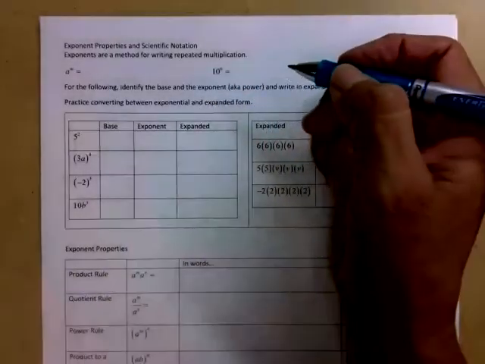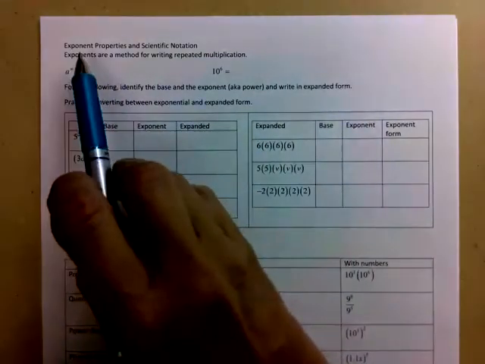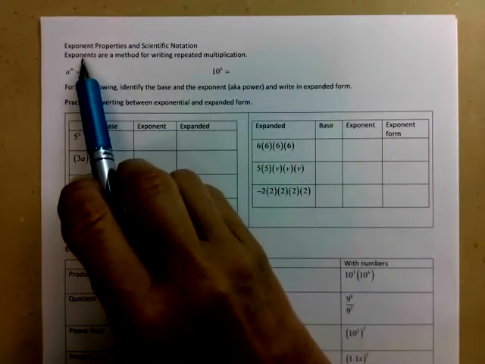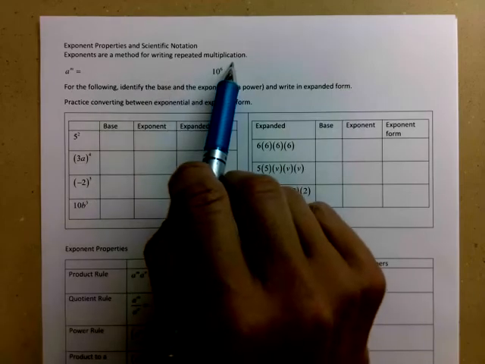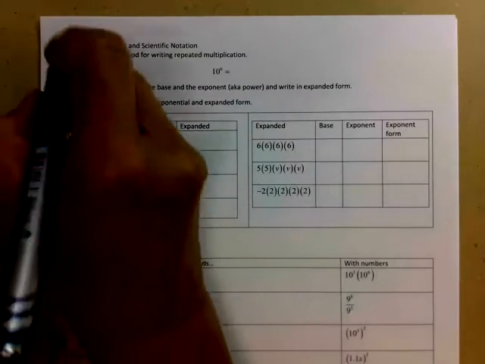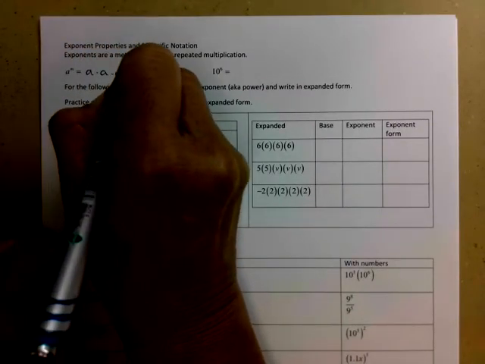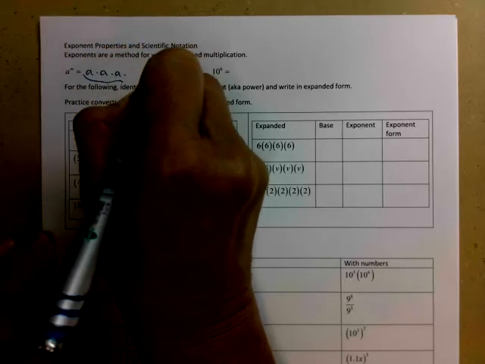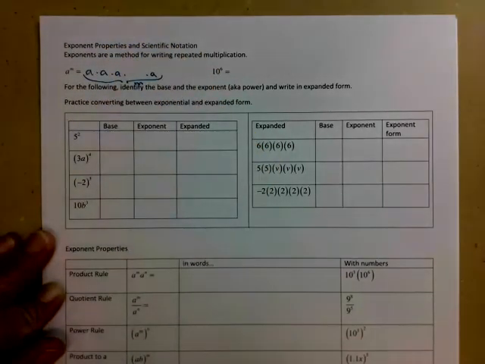So I want to talk about exponent properties and scientific notation. Exponents are a method for writing repeated multiplication. If I have a raised to the m power, what that means is a times a times a, however many a's we need, so that there are m a's multiplying each other.